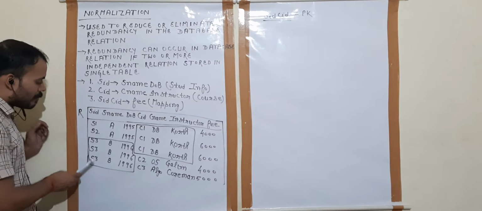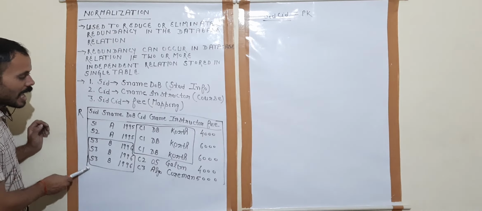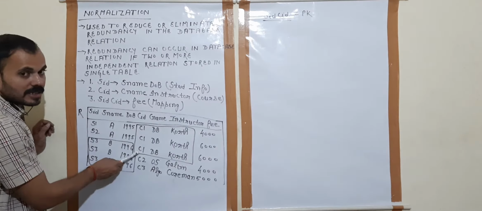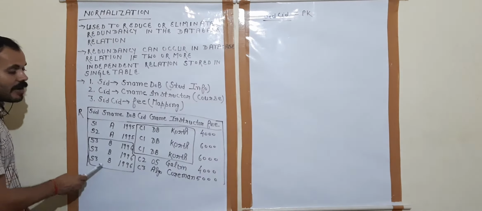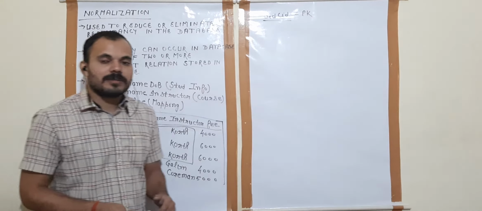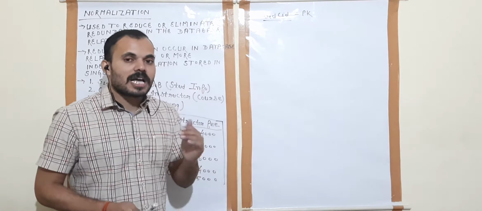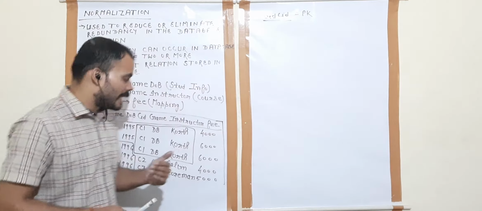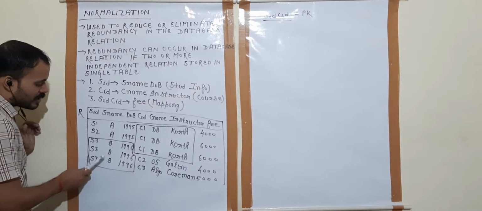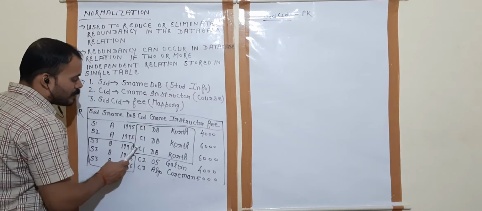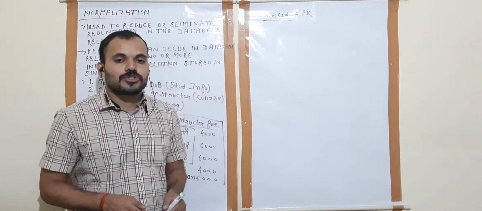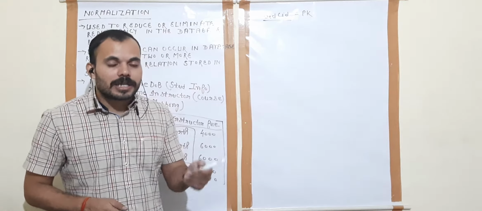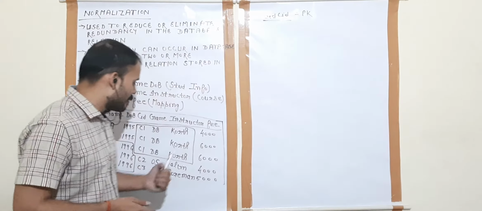See here, the same data is repeating 3 times. What is the reason for this repetition? This is called redundancy. Redundancy means repetition of data. The same data is repeating again and again. Why is it occurring? Because we are storing more than one independent table in the same table.